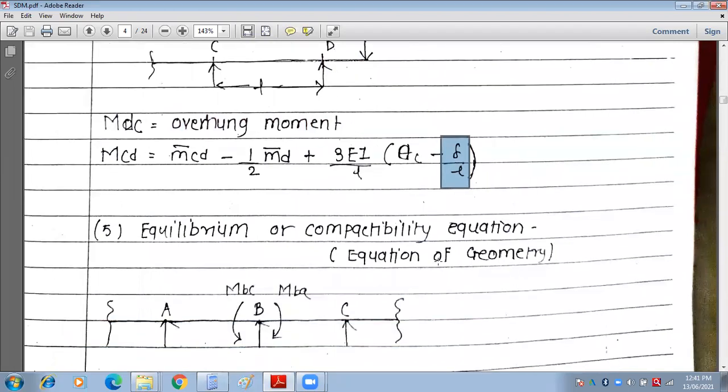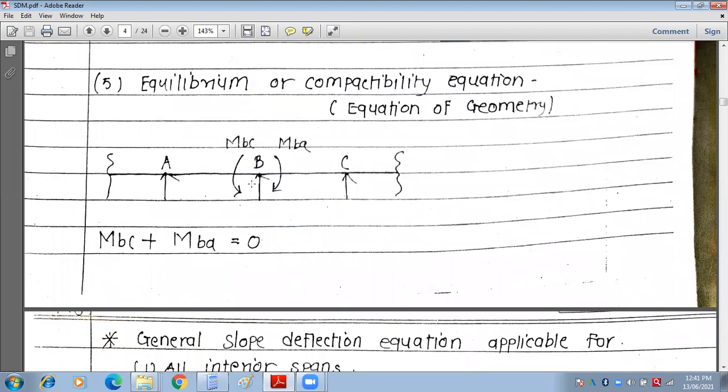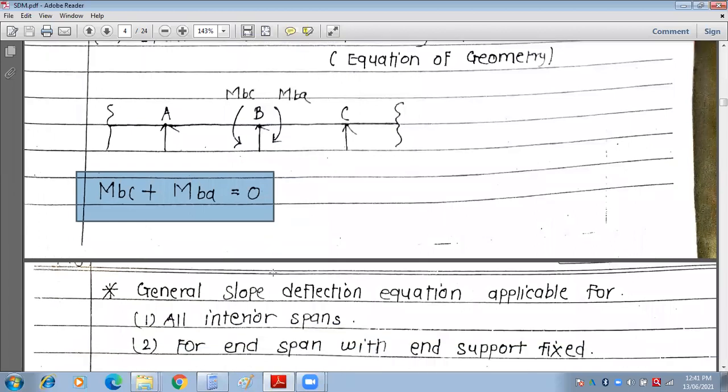Now under this slope deflection equation, there is one compatibility condition or equilibrium condition. As we know, if the support is continuous, whatever the moments present at that particular support, the summation of those moments must be equal to 0. This is the compatibility condition we are using for the slope deflection method.